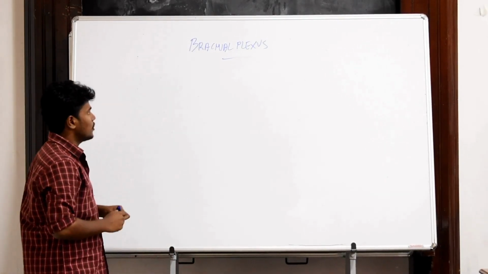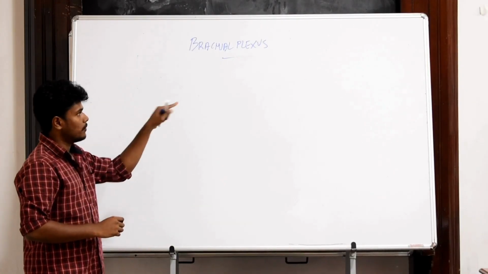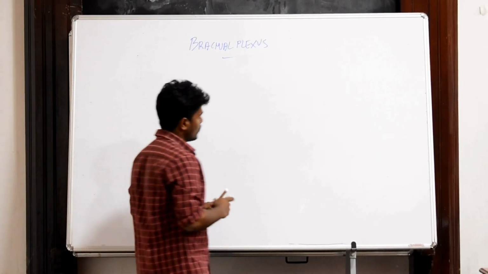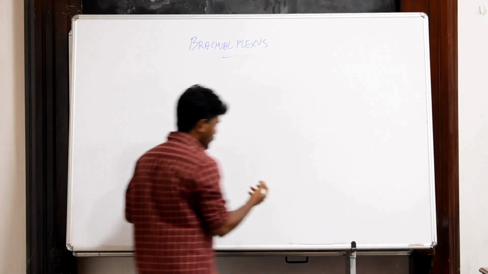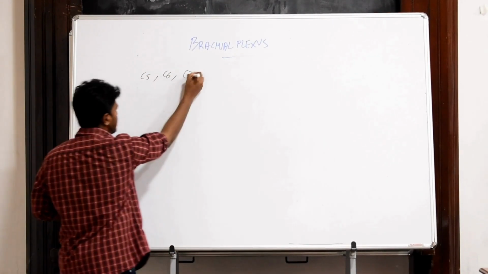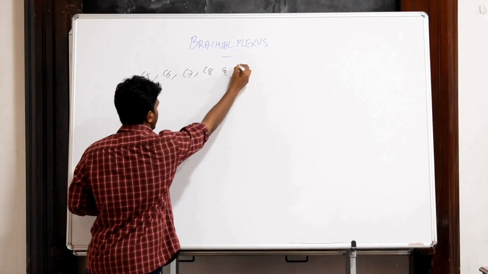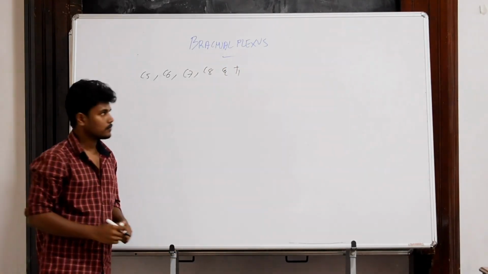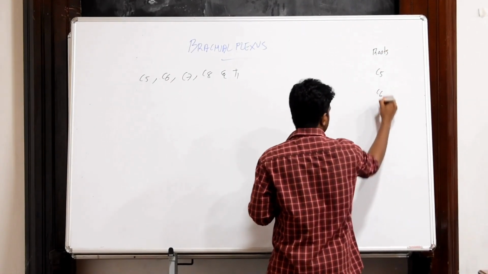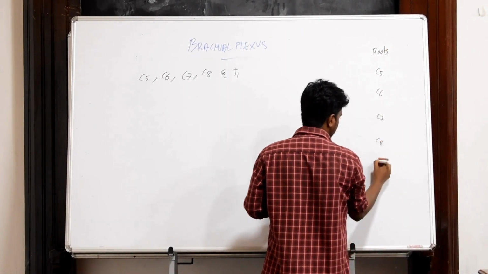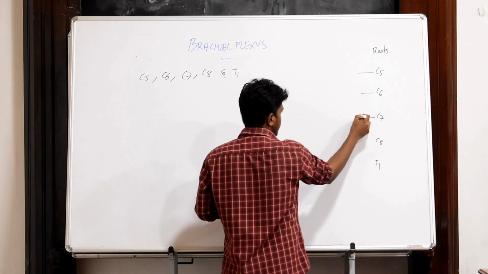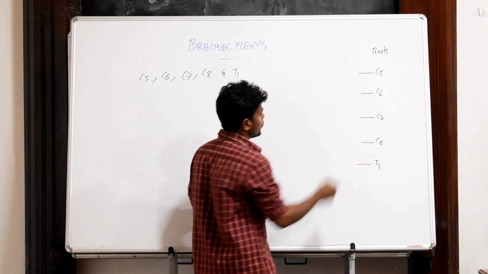Brachial plexus, as I told, is located partly in the posterior triangle of neck and partly in the axilla. Brachial plexus actually forms from the ventral rami of C5, C6, C7, C8 and T1 spinal nerves. The roots are depicted here: C5, C6, C7, C8 and T1. The nerve roots coming out from C5, C6, C7, C8 and T1 are here.